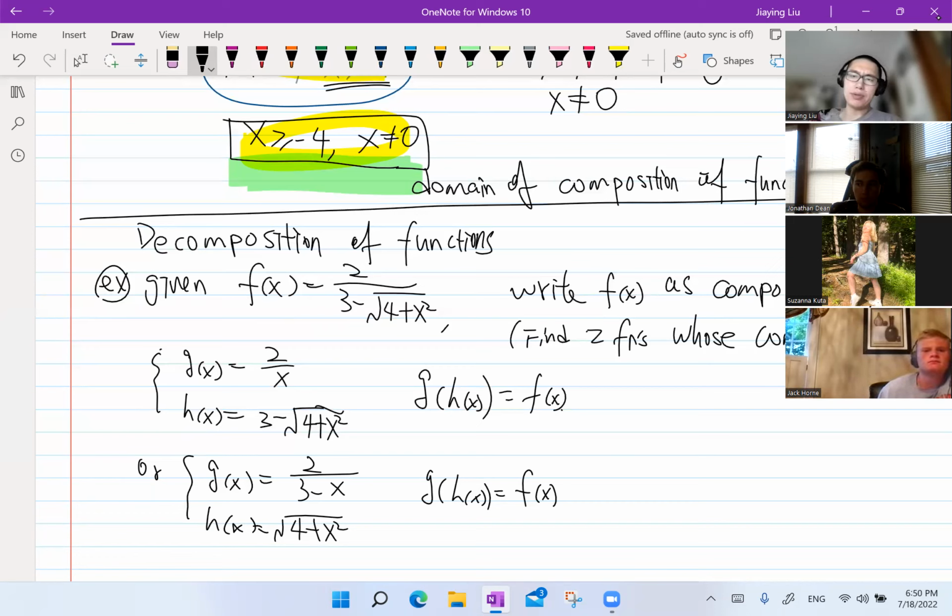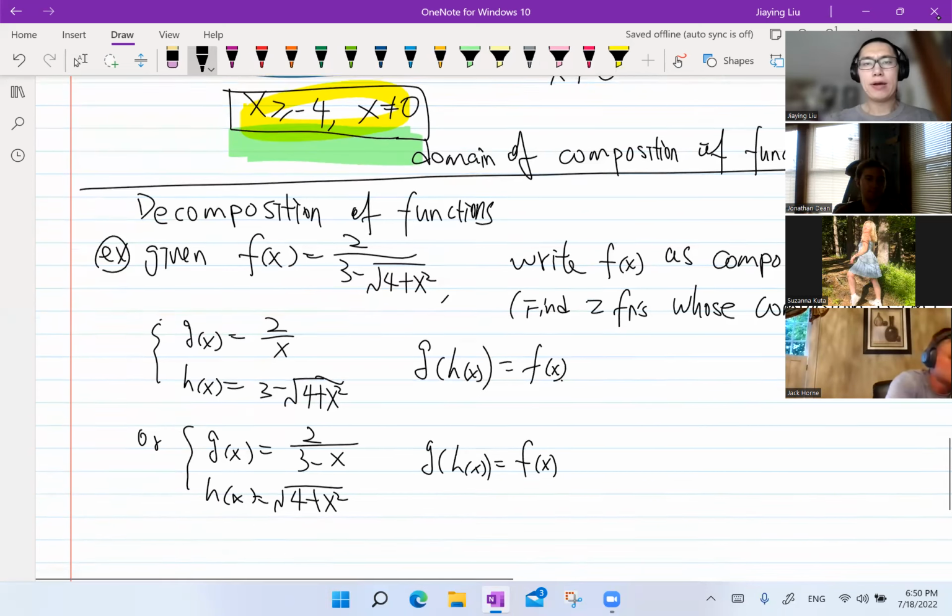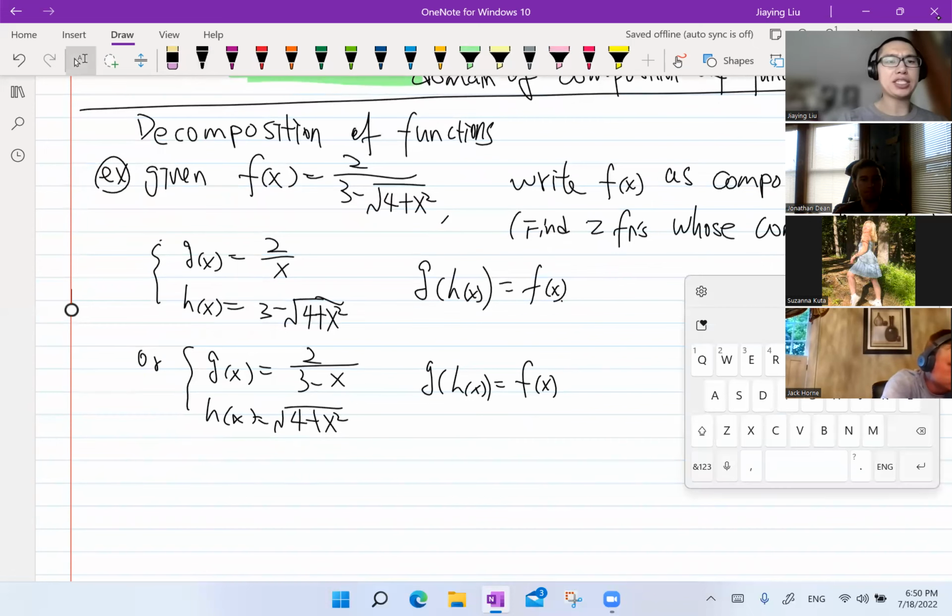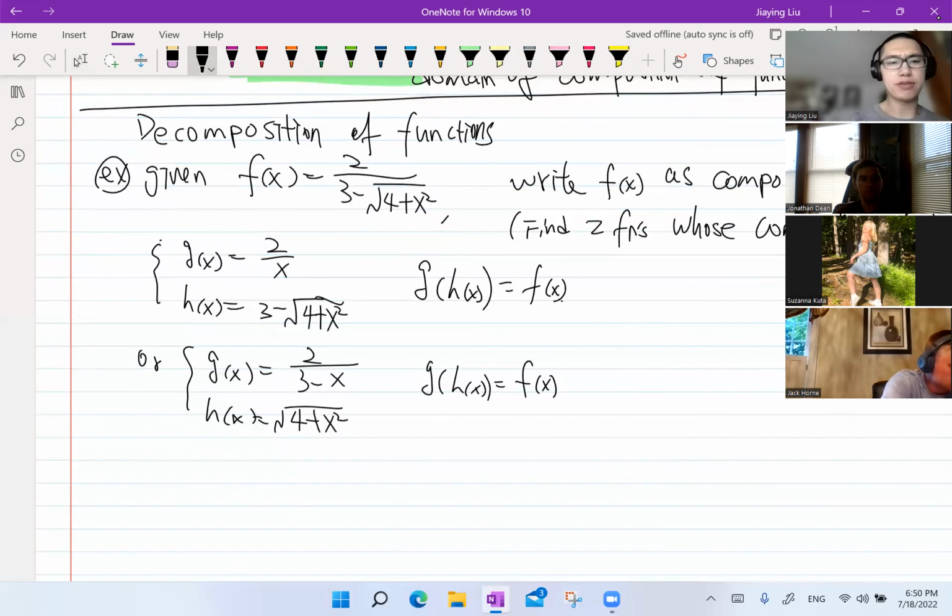Any questions about composition and the decomposition of functions? Okay. If you don't have questions, the next thing I'm going to switch gears to is transformation of functions.